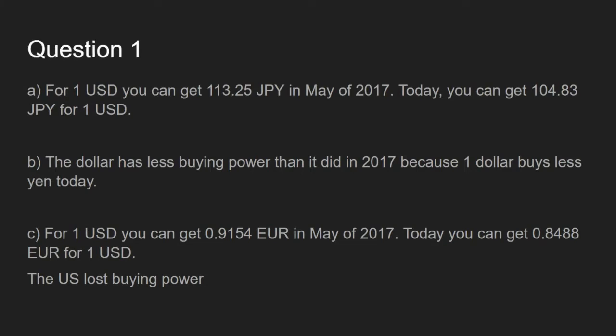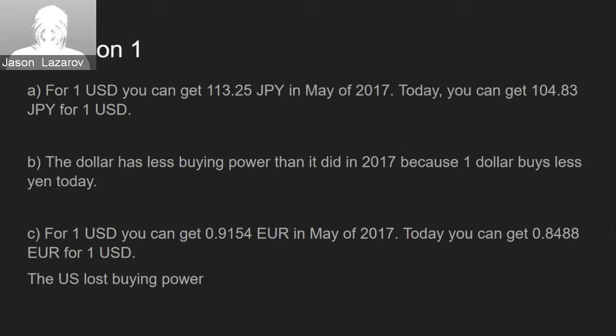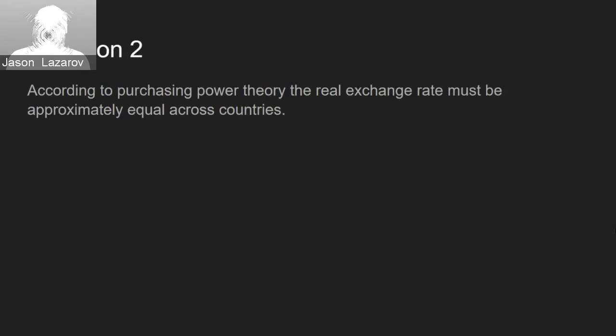For part C, we chose to use the euro in table one. So for $1 you can get 0.9154 euros in May of 2017. However, today you can get 0.8488 euro for $1. This also means that the dollar has lost its buying power. For question two, according to the purchasing power theory, the real exchange rate must be approximately equal across countries.